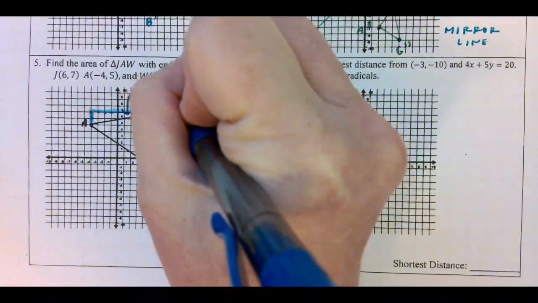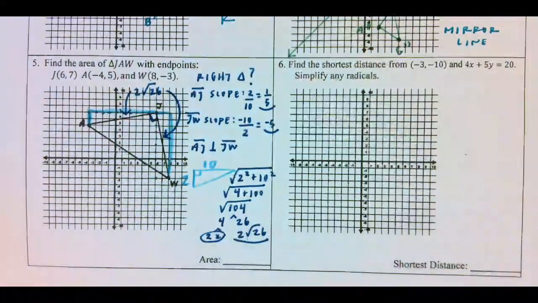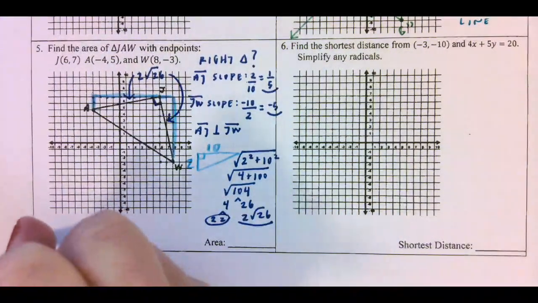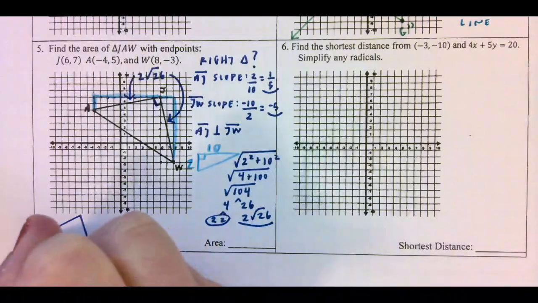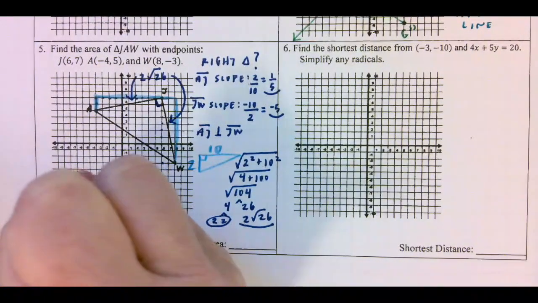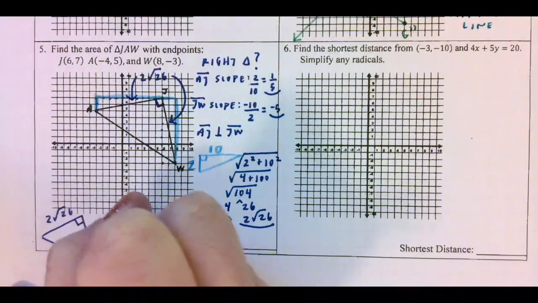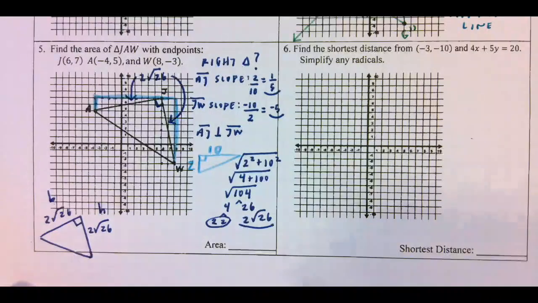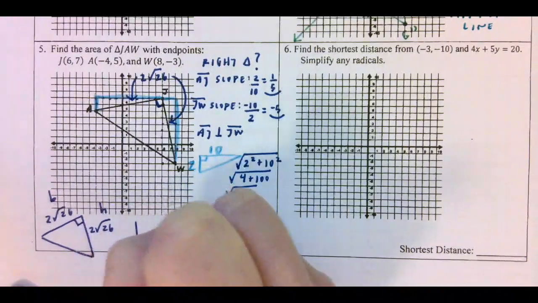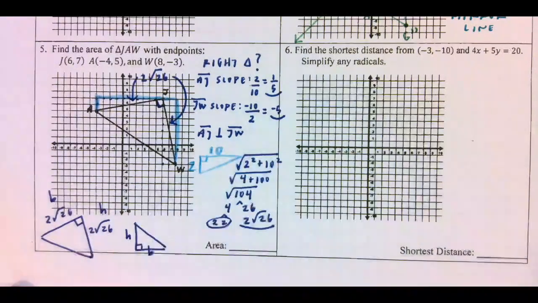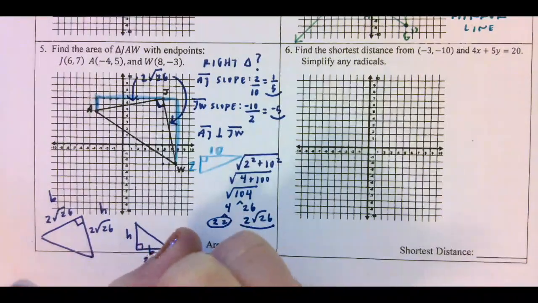I'll also have a 2 root 26 right here, so my legs are both 2 root 26. Now with area, sometimes it's tricky for people to see, but just a reminder that if I look at my triangle as drawn, where these are both 2 root 26, this can be my base and this can be my height. It's the same thing as if I rotate it, where I have a base that's horizontal and a height that's vertical. They're still just 2 root 26.